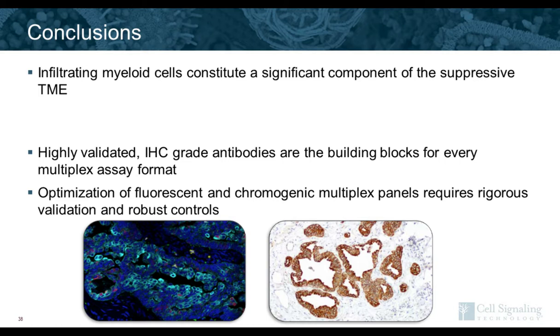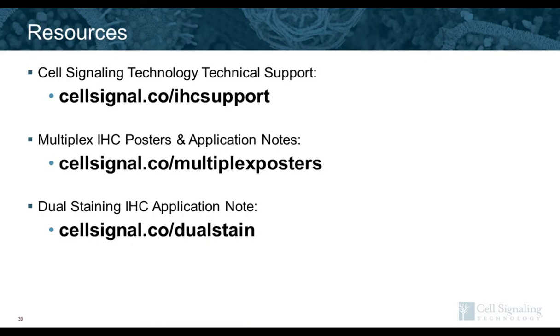So just to conclude, as we've discussed, infiltrating myeloid cells constitute a significant component of the suppressive tumor microenvironment. Arginase and IDO monoclonal antibodies provide insight into the mechanisms of immunosuppression within the tumor microenvironment. Highly validated IHC-grade antibodies are the building blocks for every multiplex assay format. And finally, optimization of fluorescent and chromogenic multiplex panels requires rigorous validation and robust controls. And so I hope I've gotten that across to you today, and I just want to finish with a few resources that we have at CST.